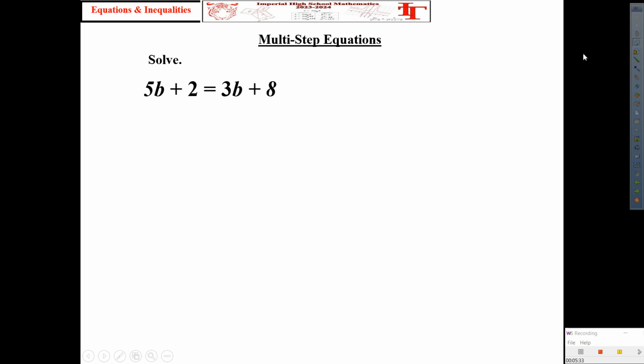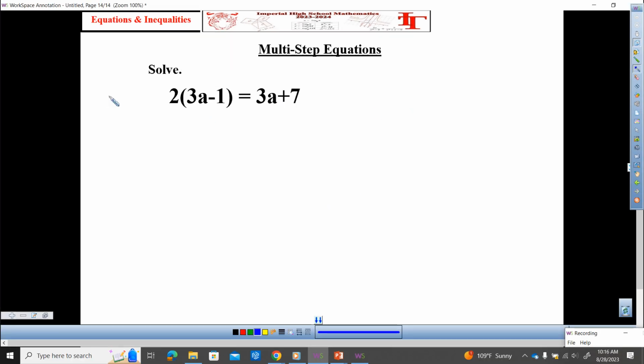Example Q for this one. Example Q. To solve: 2 parentheses, 3a minus 1, close parentheses, equals 3a plus 7. All right? So you need the first thing to do, please, and then I can call on someone.